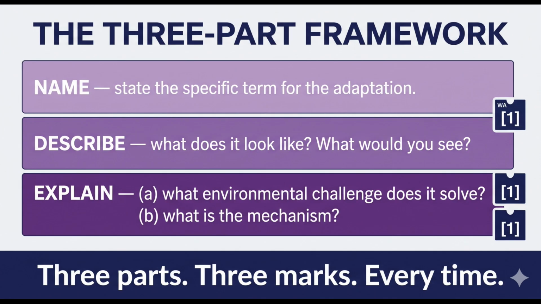Third, explain. This has 2 components. Identify the specific environmental challenge the adaptation solves. What problem does the organism face? Then explain the mechanism. How does this specific feature solve that specific problem? This is where the highest value marks are. Knowing the framework means you can answer any adaptation question, including one about a species you have never seen before, as long as you understand the challenge and the mechanism.